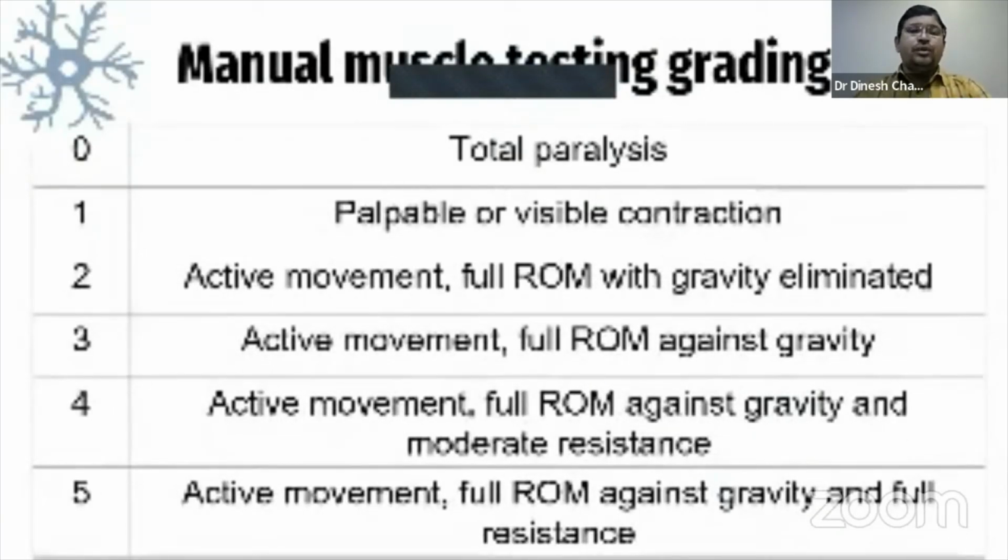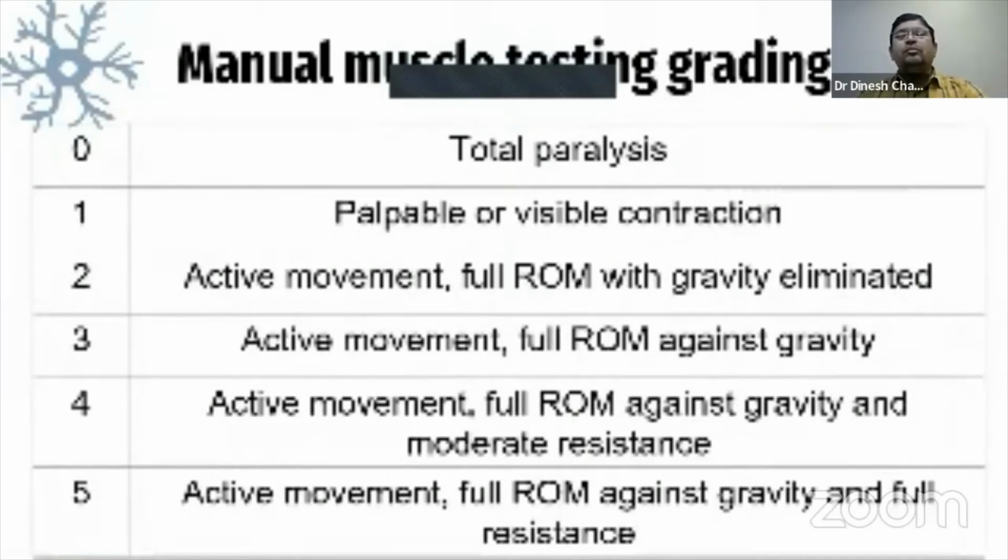So how do you have to grade? Manual muscle testing grading is done according to 0 to 5. Grade 0 is total paralysis. Grade 1 is palpable or visible contraction. Grade 2 is active movement, full range of motion with gravity eliminated. So see to it that the range has to be completed. Then grade 3 is active movement, full range of motion against gravity.